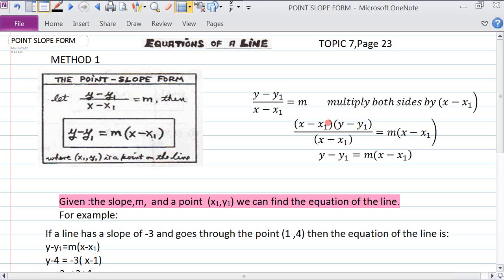So what happens, this cancels with this, and we get the other form of the equation, y minus y1 equals m times (x minus x1), which has no fraction. So if we know the slope and we know an ordered pair that lies on it, x1, y1, so if x1, y1 is a point on the line, we know the slope and we know x1 and y1, we can get the equation of a straight line. That's why it's called the point-slope form. So the point-slope form, probably the easiest equation to use, is this one right over here.